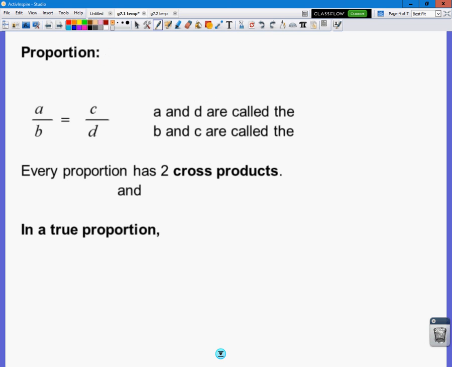A proportion is a comparison of two ratios.